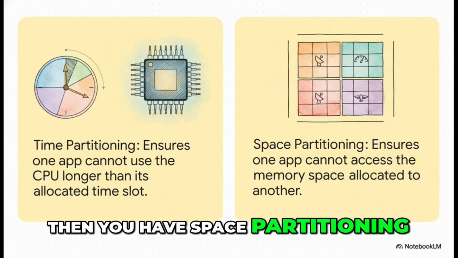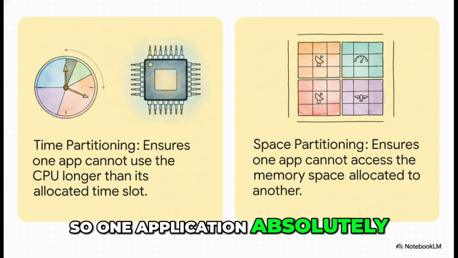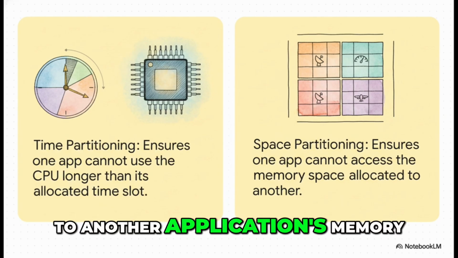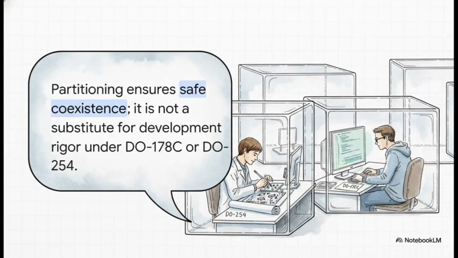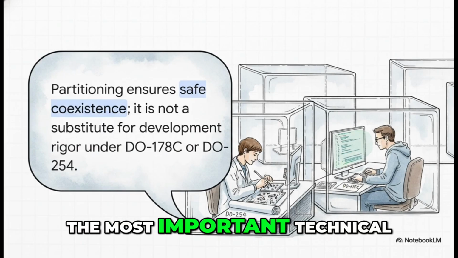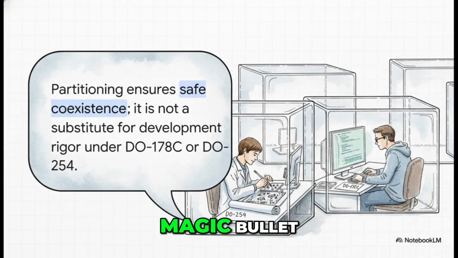Then you have space partitioning. This creates protected zones in memory, so one application absolutely cannot read or write to another application's memory. No data corruption, no unauthorized access. But, and this is maybe the most important technical point to remember, partitioning is not a magic bullet.